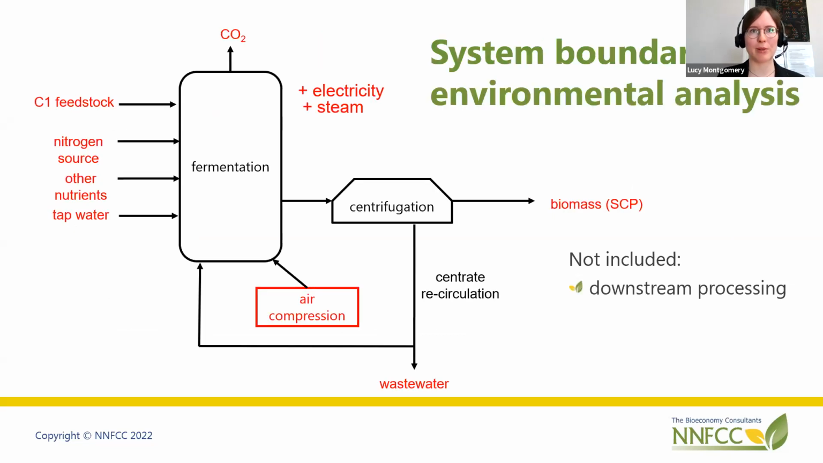So I've got a little diagram of the process here. So there was a CO2 derived feedstock, which I'm not going to name, going into the fermentation process along with the nitrogen source and other nutrients, tap water. Because it was an aerobic fermentation process, there was compressed air going in, CO2 coming out, obviously steam for cleaning and for heating, electricity. And then we kept the process really simple. We looked just at the centrifuged raw biomass, the single cell protein, and we didn't look at any of the downstream processing.